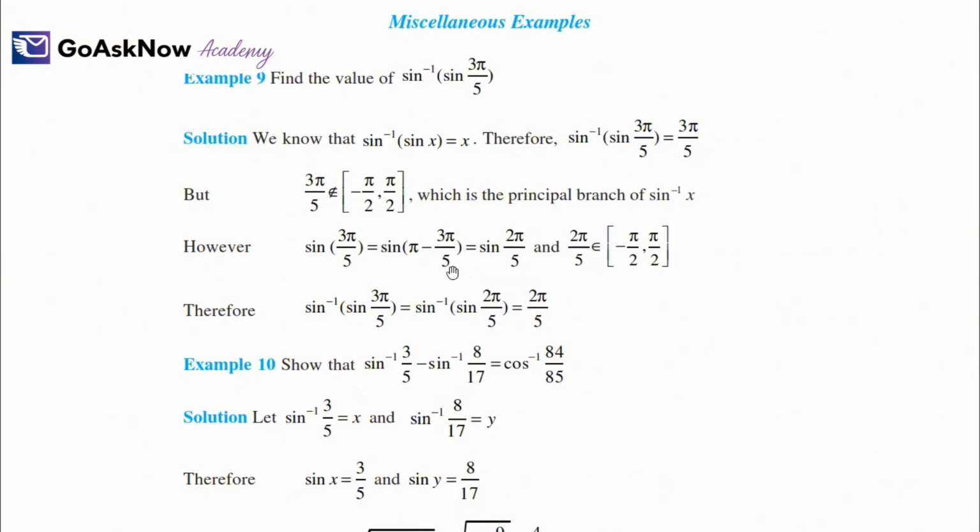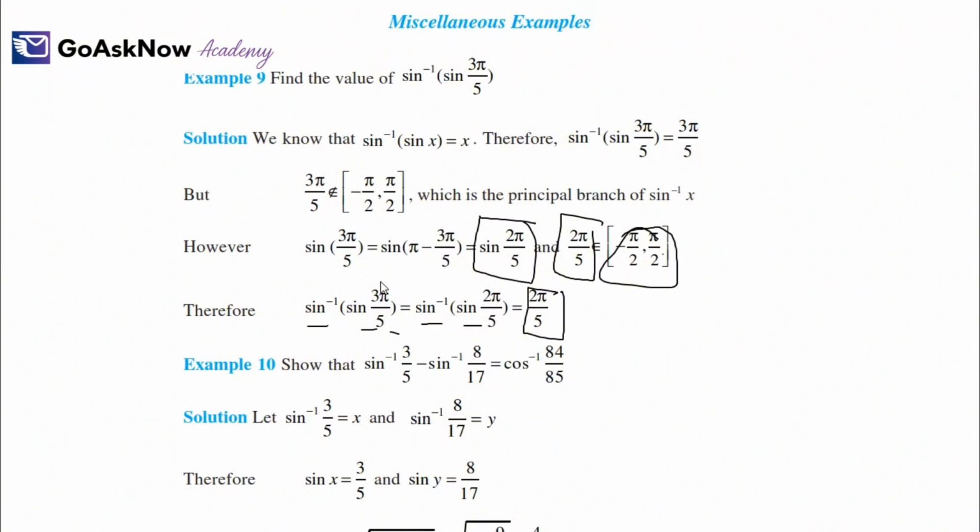Sine 3 pi by 5, we can write it like sine pi minus 3 pi by 5. Why can we write it like this? Because this will come in second quadrant, and in the second quadrant sine is positive. So that is why we can write sine 3 pi by 5 as sine pi minus 3 pi by 5. Okay. Now just do one thing, we can write it like sine 2 pi by 5, and 2 pi by 5 belongs to the minus pi by 2 to pi by 2 interval. You will get sine inverse sine 3 pi by 5 as sine inverse sine 2 pi by 5, and that will be 2 pi by 5 after the calculation. So this is the result.